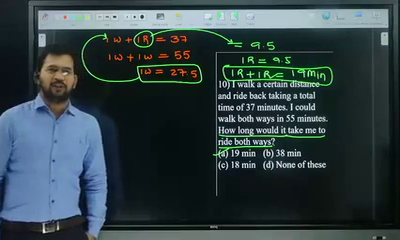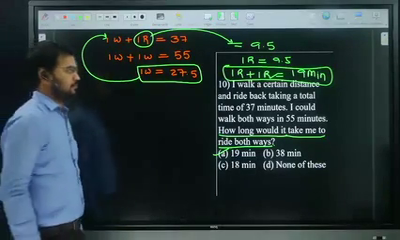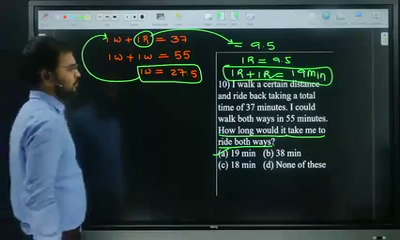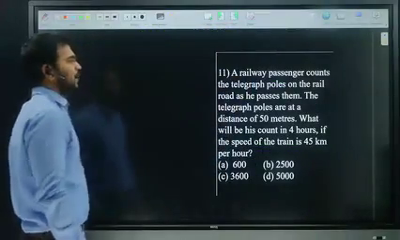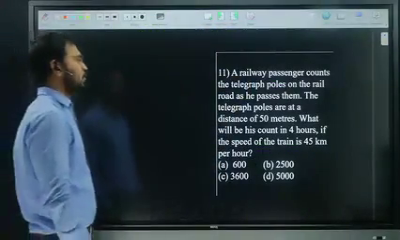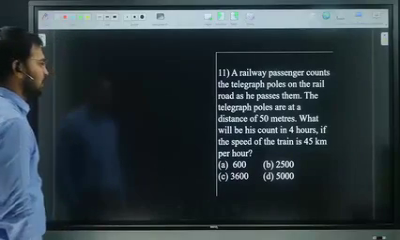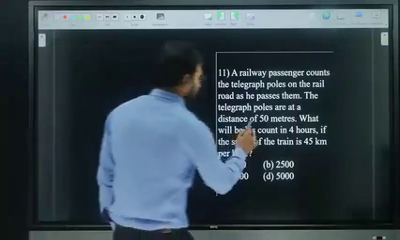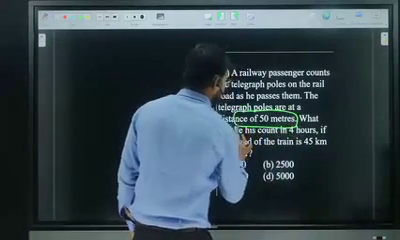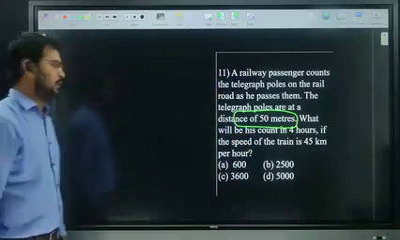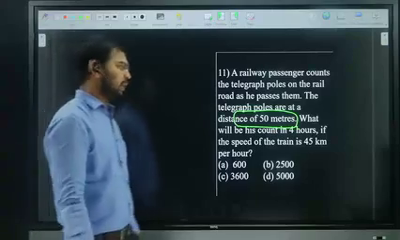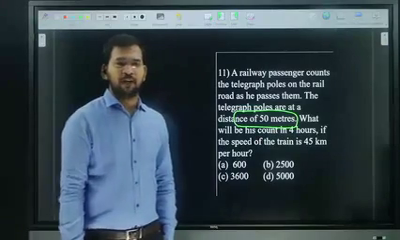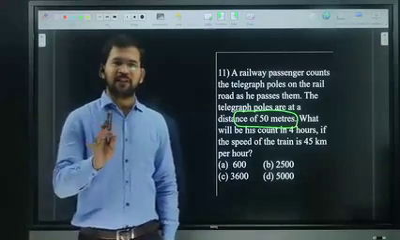Shall I go for the next question? A railway passenger counts the telegraph poles on the railroad as he passes them. The telegraph poles are at a distance of 50 meters. For every 50 meters distance, one pole is there. What will be his count in 4 hours? The speed of the train is 45 km per hour.